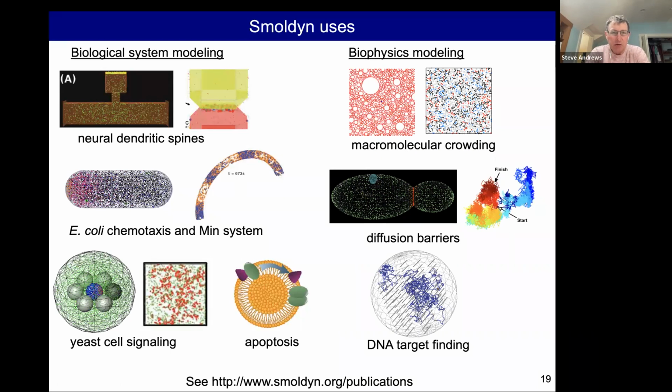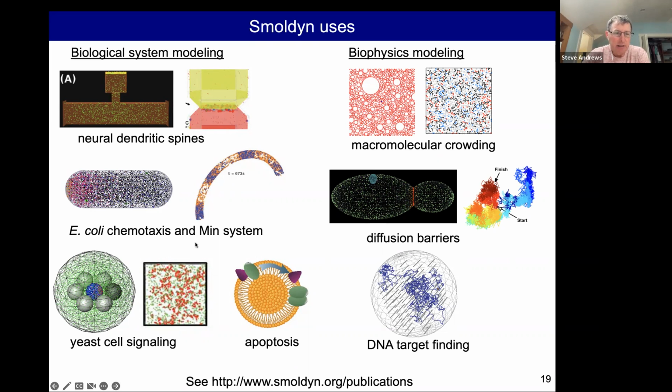So what's Smoldyn used for? Again, it's been used for going on 20 years now, and about 3, 4, or 5 papers per year get published using it. So it's not a huge number, but it's substantial enough that it makes a big difference in the community. It's used for 2 main classes of projects.